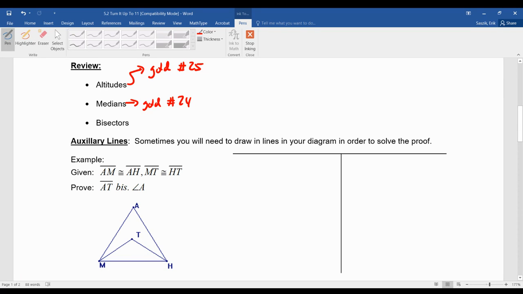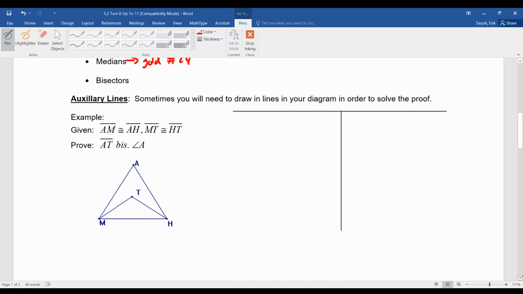And notice how a median says it divides a segment in 24A. It says it divides a segment to which it's drawn into two congruent segments. So that is handy as well. Now there's also B versions, so just make sure you're comfortable with that on the gold sheet. So we've gotten pretty far down on the gold sheet.